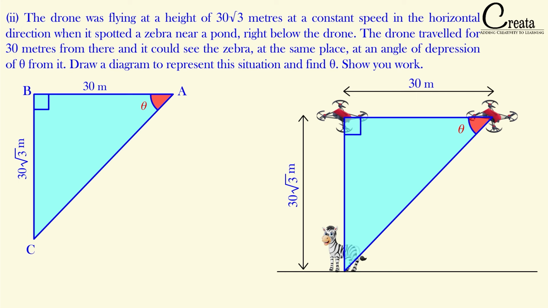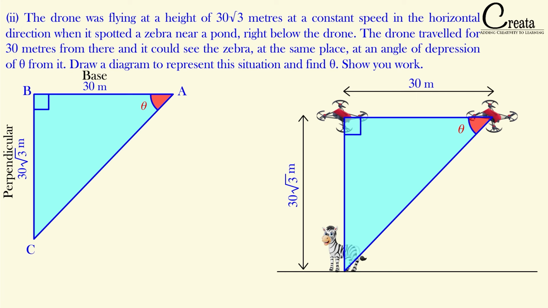Firstly, perpendicular. Perpendicular is the side which is opposite to the trigonometric angle. Angle theta is the trigonometric angle. So this side is perpendicular, which is given as 30 root 3 meters. Further, the side base. Base is the side between the 90-degree angle and the trigonometric angle. So this side is the base, which is given as 30 meters.